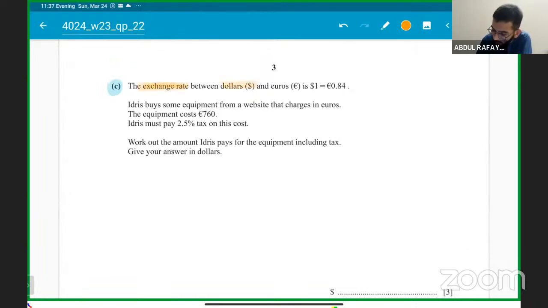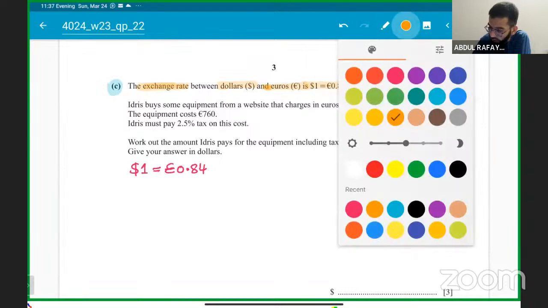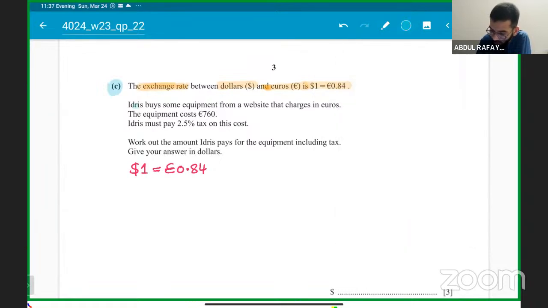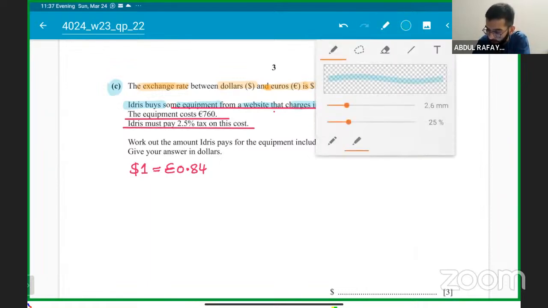The exchange rate between the dollars and the euros is $1 is to 0.84 euro. The question is continuing from the same person. Idris is buying some equipment, sir, from a website that charges in euros. So the equipment is going to cost 760 euros. Idris must pay 2.5% tax on this cost.